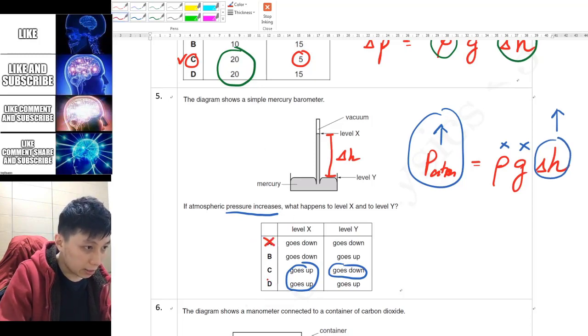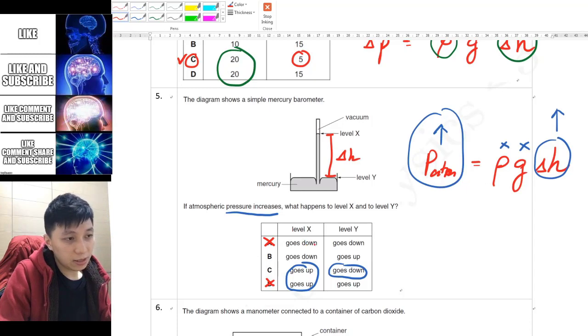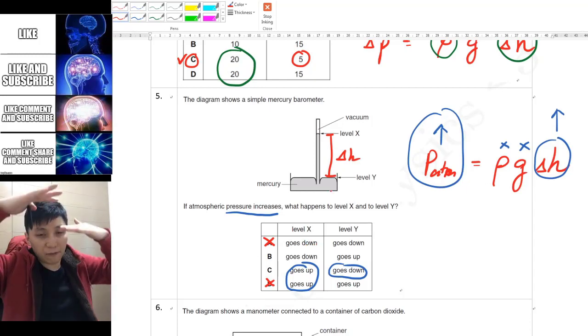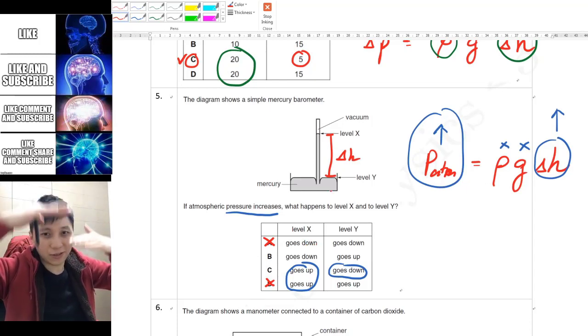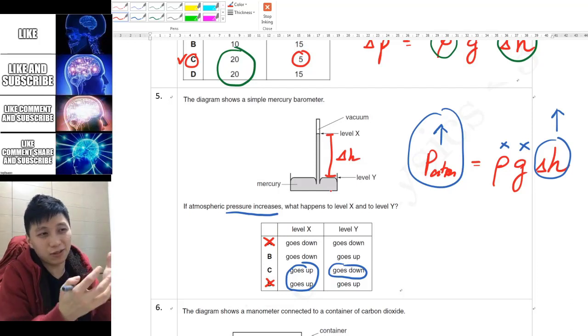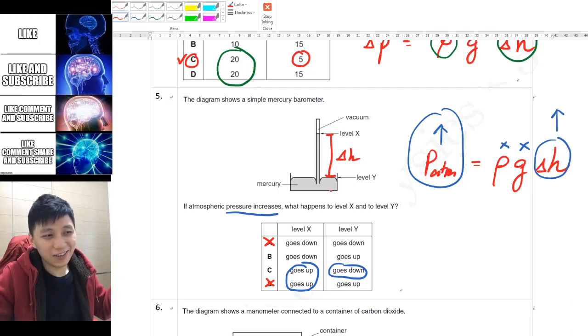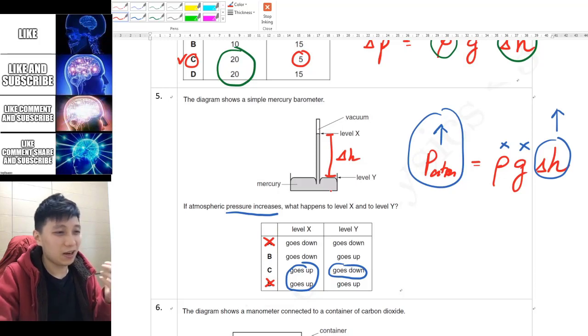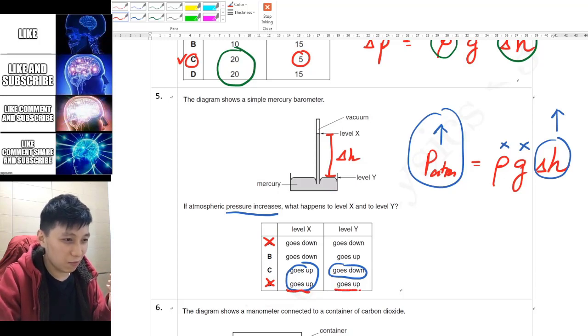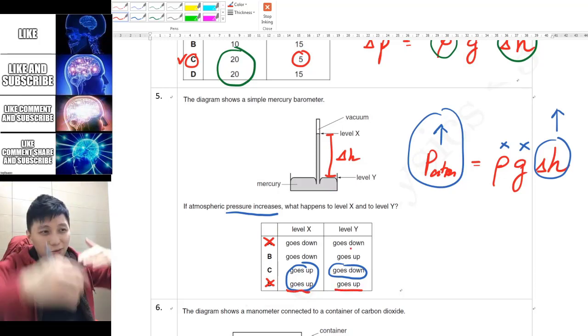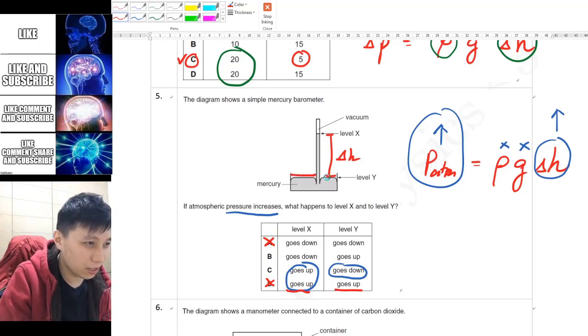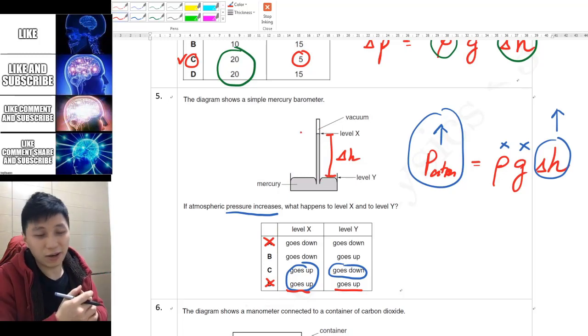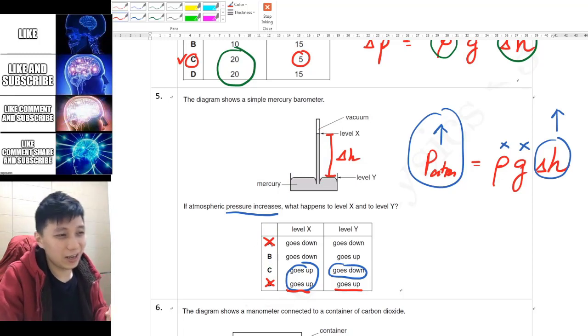In fact, it is very counterintuitive if you pick A and D, because A is saying they both go down. Think about this, if they both go down, that means the volume decreases, like some mercury disappears. It doesn't make sense, right? And the same for D. D is saying that both X and Y go up. This is not possible. You can't have this become higher and this also become higher. Then where does the new mercury come from? So A and D are simply ridiculous.